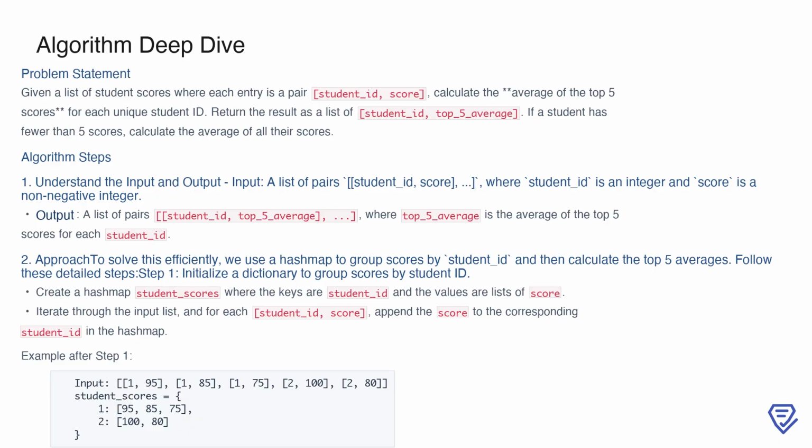First, we use a hash map to group the scores by student_ID. In this hash map, the keys represent the student_ID and the values are lists of scores for that student.